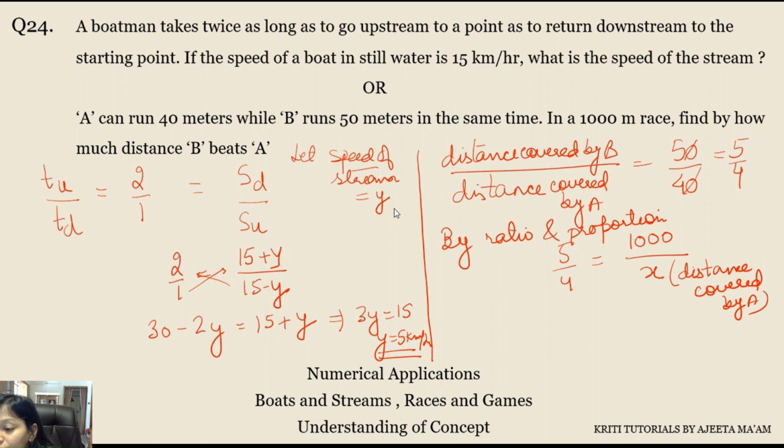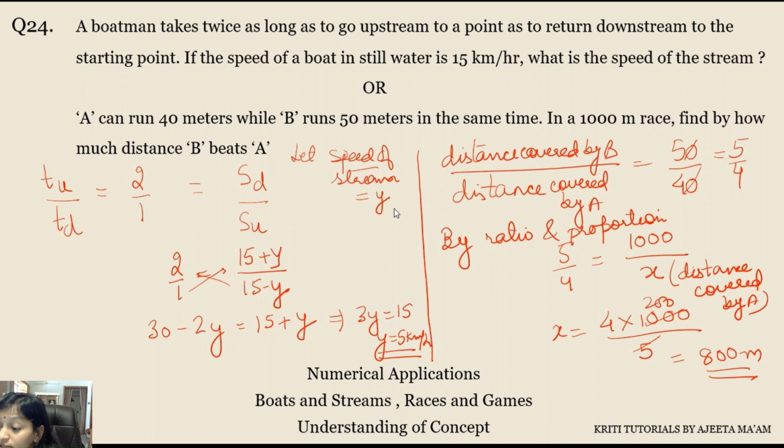Now, if we solve it, we can find the final answer, right? So what will be X? X will be 4 into 1,000 upon 5, right? So what will you get? 200 here, and 200 into 4 is 800. So X covers 800 meters.